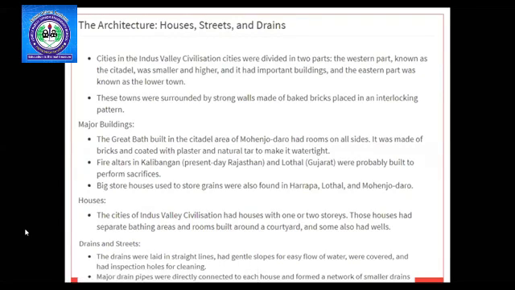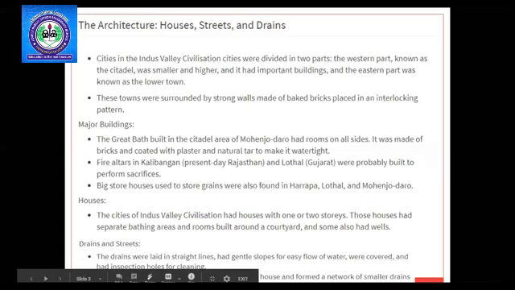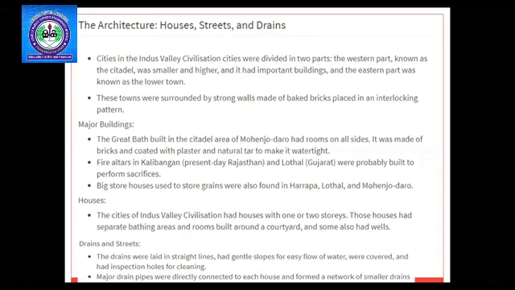Now let's talk about drains and streets. The drains were laid in straight lines and had gentle slopes for easy flow of water, were covered and had inspection holes for cleaning. Now the major drain pipes were directly connected to each house and formed a network of smaller drains.